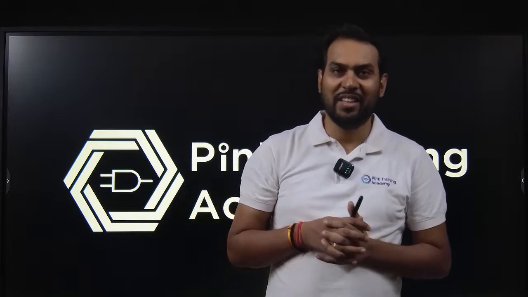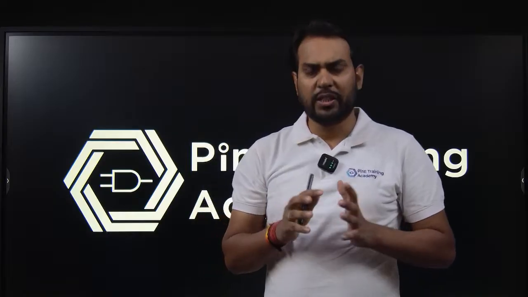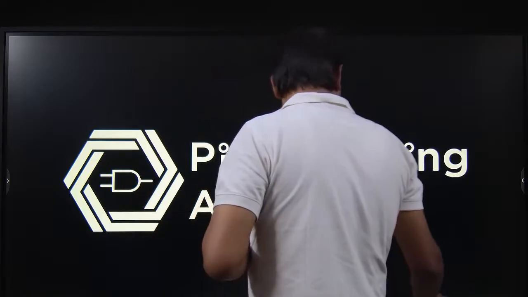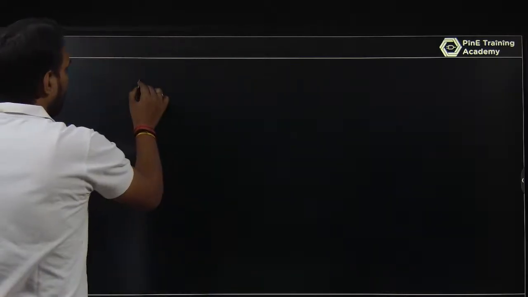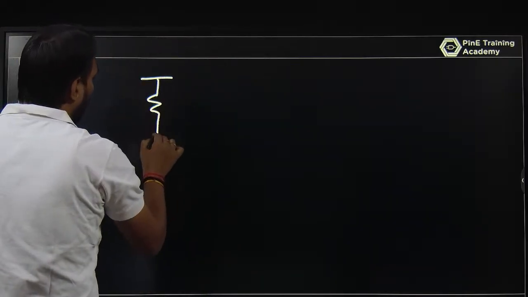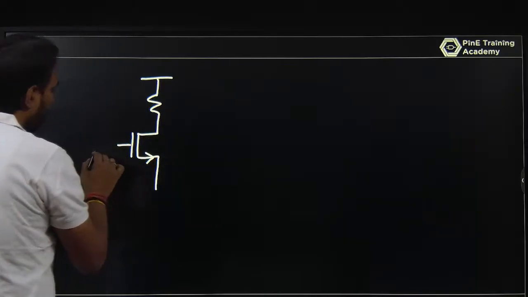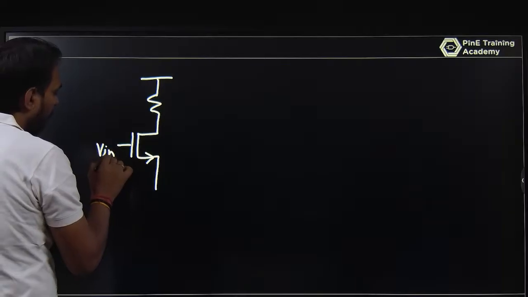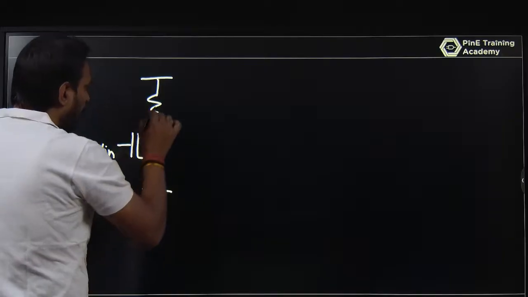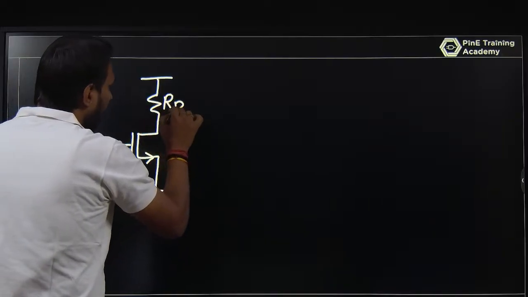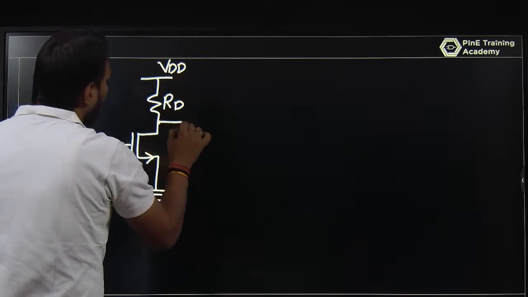Hello engineers. Okay, last class we discussed the common source amplifier with a resistive load. So you have a resistance and with that you have a MOSFET, and I represent it in such a way that you have an input at the gate and the source terminal is grounded, and here is a drain resistance RD, this is VDD, and here you have the output.